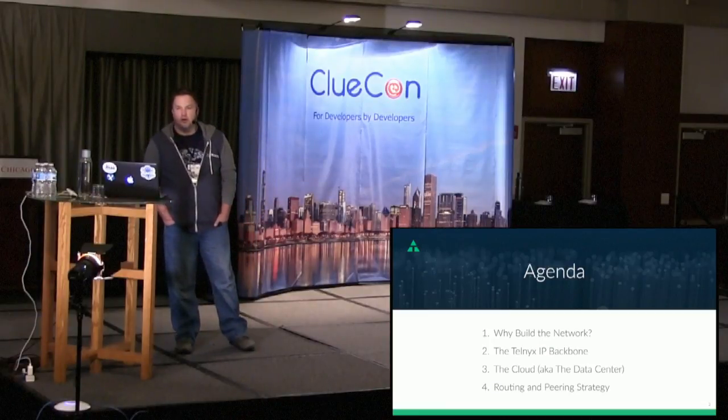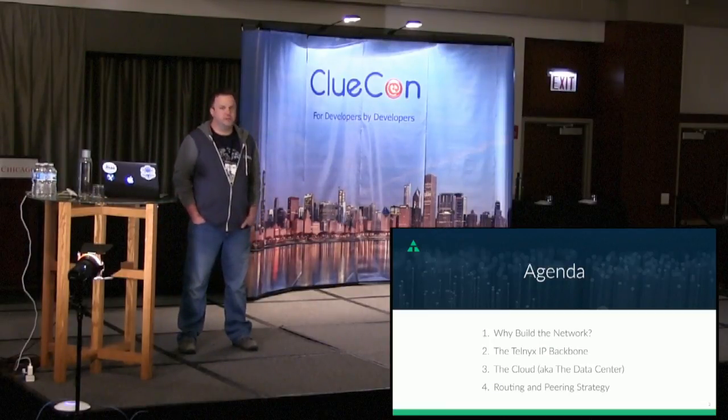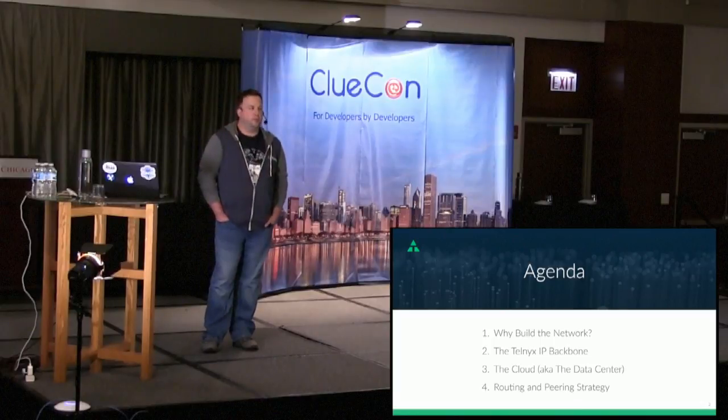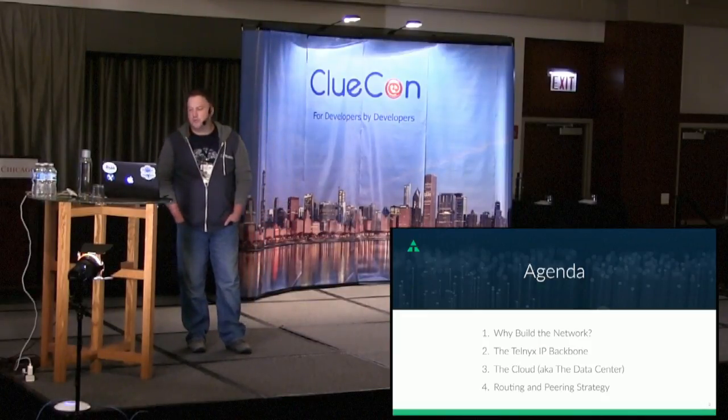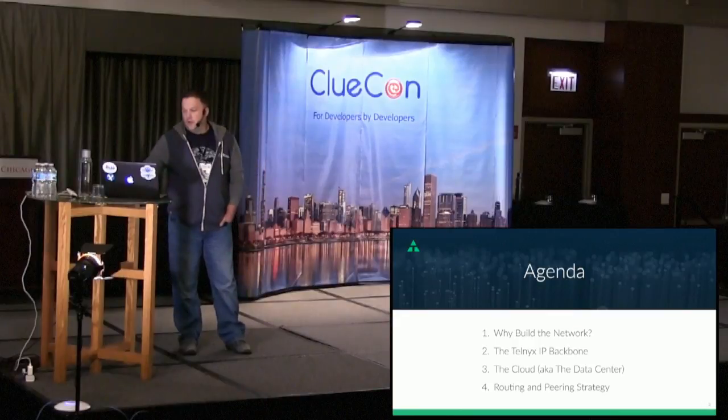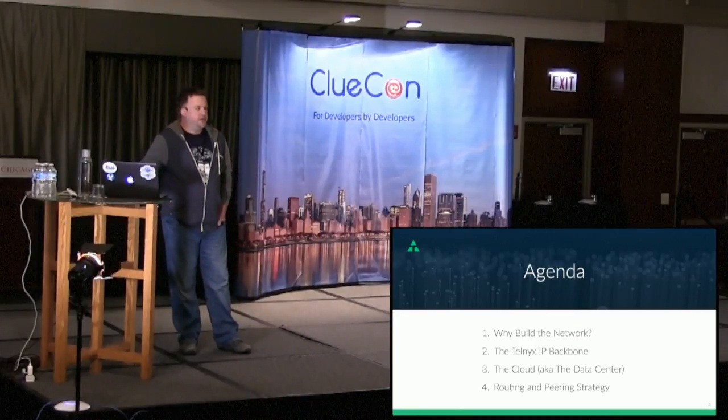And then we're going to talk about the cloud. So Telnyx is a cloud-centric organization. We're building in multi-clouds with a cloud-agnostic approach. And essentially, we're using that as a replacement of a traditional physical data center. So we'll dive into that a little bit later. And then we're going to talk about our routing and peering strategy as it applies to internet connectivity.